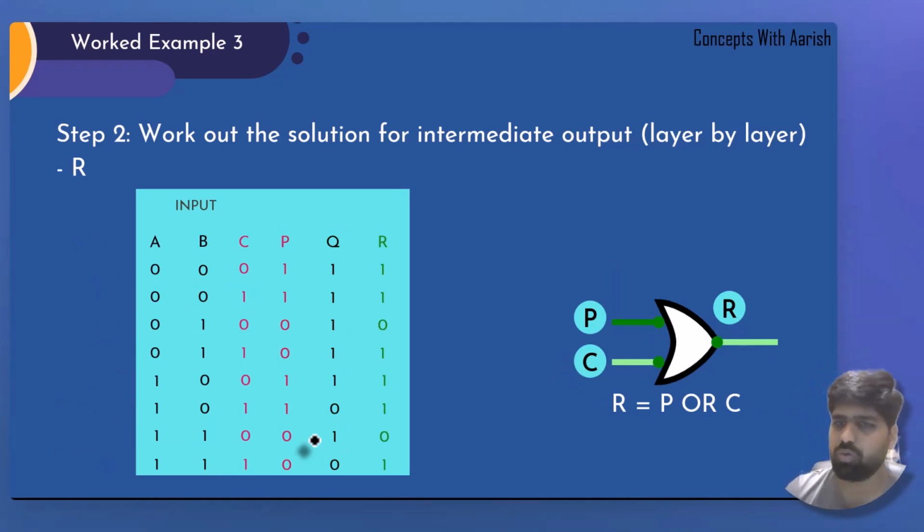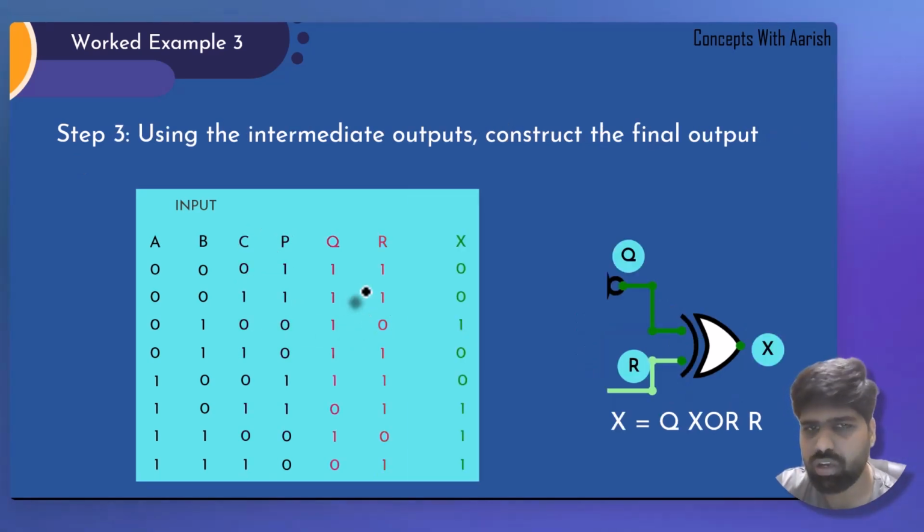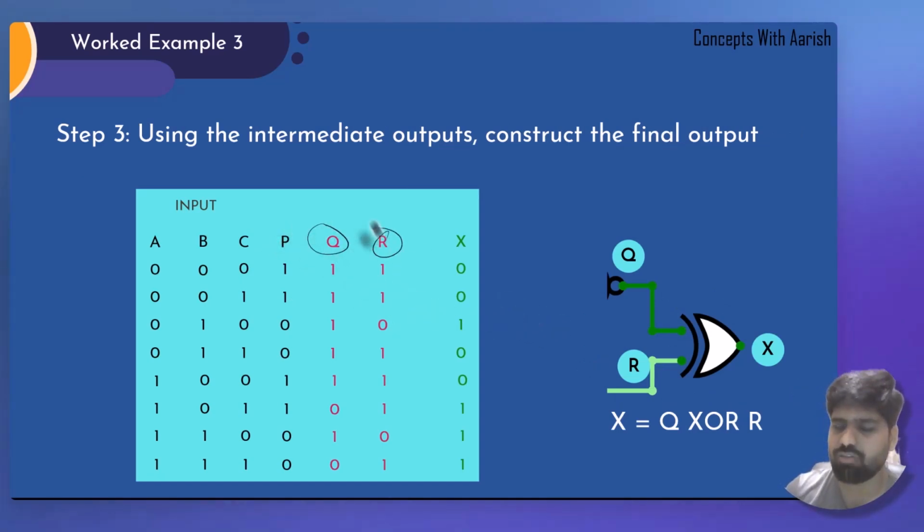Now you go with the third one, that was simply P or C. For OR, if one of the inputs is 1, it will produce a 1. If none of them is 1, it produces a 0 over here, otherwise it will always produce a 1. So that's how it goes on. And as a final result, you apply the Q and the R from the circuit, and then you apply the exclusive OR.